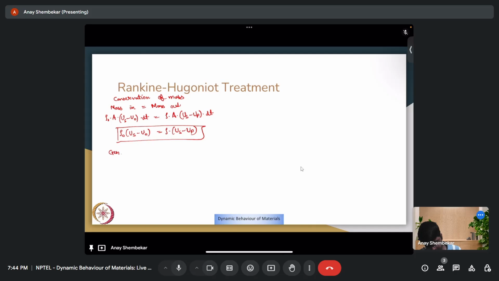Generally, you have u naught equal to 0, so I can rewrite this as rho naught us is rho times us minus up. And write this as equation 1a.